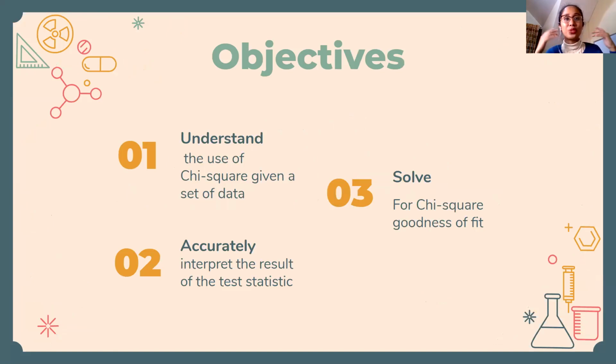So class, our objectives for today. We want to understand if we're given a set of data, if we're going to use chi-square or not, to accurately interpret the result of the test statistics. This is going to be like hypothesis testing again using categorical variables, and we will solve for chi-square.